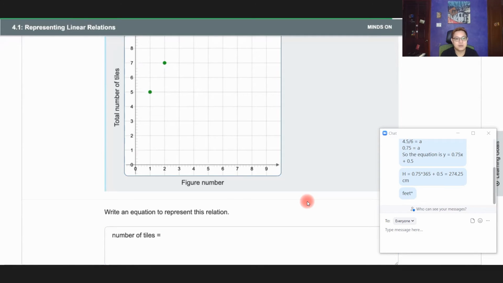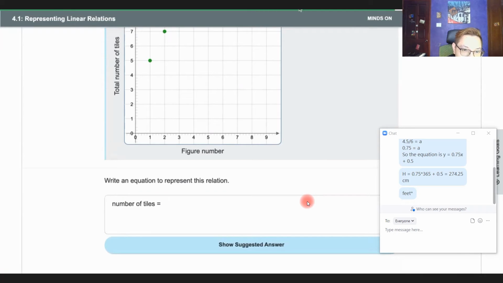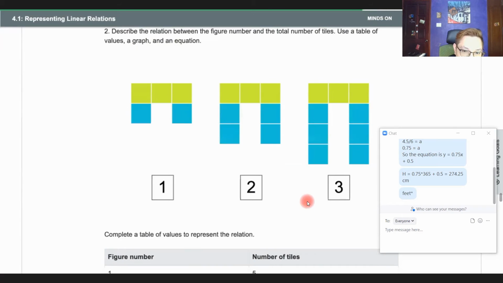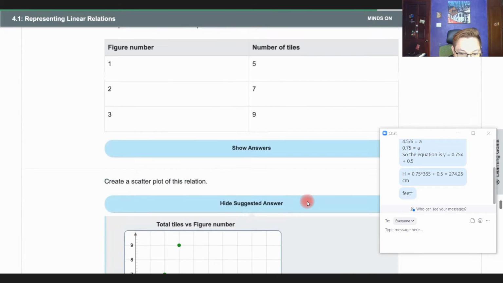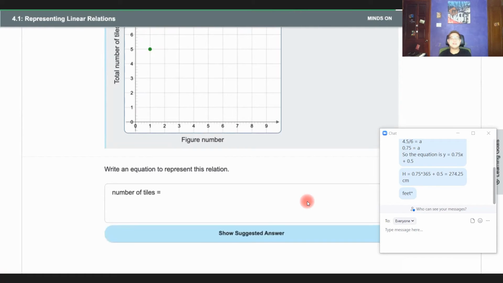Okay, so you're working on it. What equation represents this relation? Number of tiles. Wait, only 2 points? 3 points now. Okay, you do it. y equal to ax plus b. Okay, number of tiles equal to figure number times something plus something.